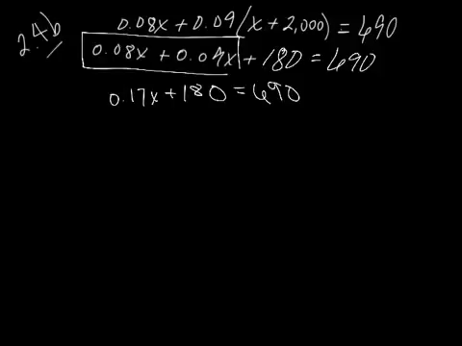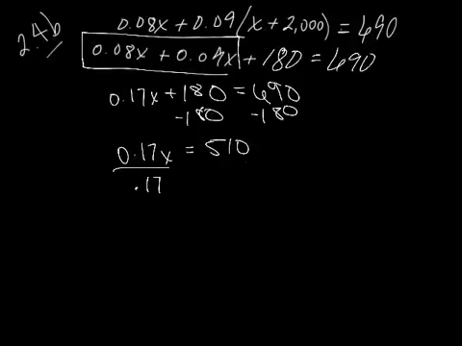Let's go ahead and subtract 180. So 0.17x equals 690 minus 180, which is going to give me 510. Divide by 0.17, divide by 0.17, and I'm going to get x equals 3,000. Okay, so not really too bad. We could have eliminated the decimals, but let's not worry about that at this point. We can try that later.